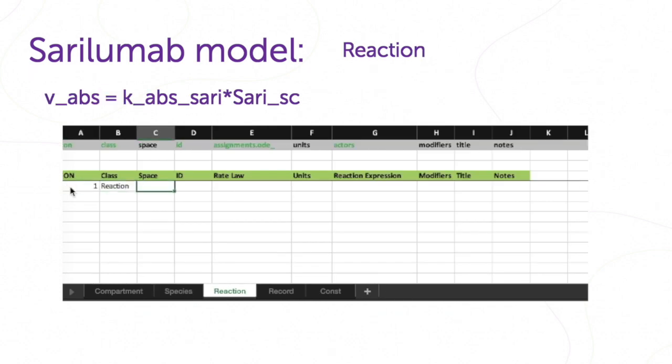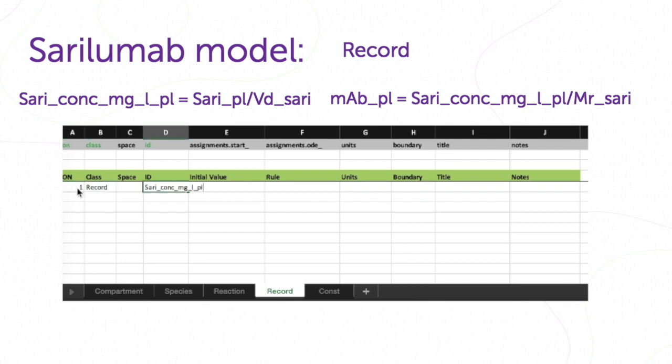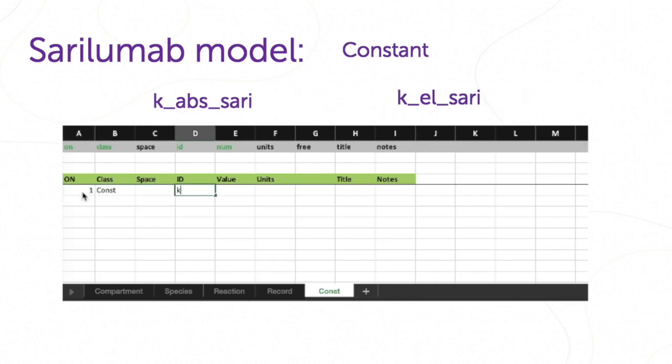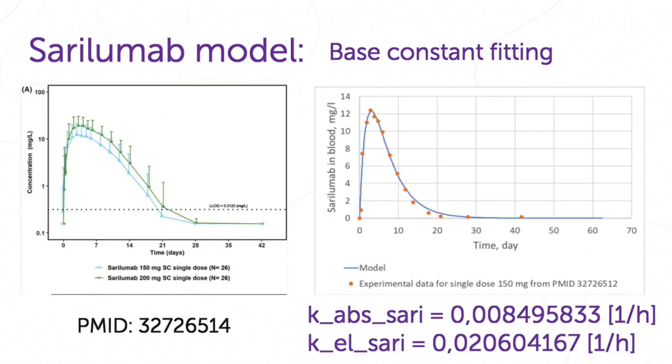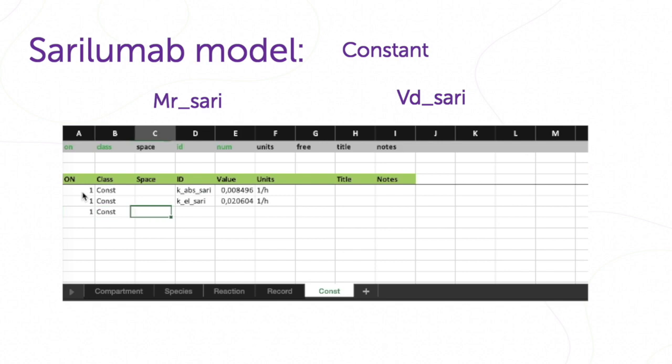In the reaction list, we will write the next rows: expressions for absorption and elimination. In records, we must write an expression for monoclonal antibodies in plasma. As a constant list, we will write base constants for absorption and clearance. These parameters were fitted to describe experimental pharmacokinetics data. Also, we must add the volume of distribution of sarilumab and modified release dosage.